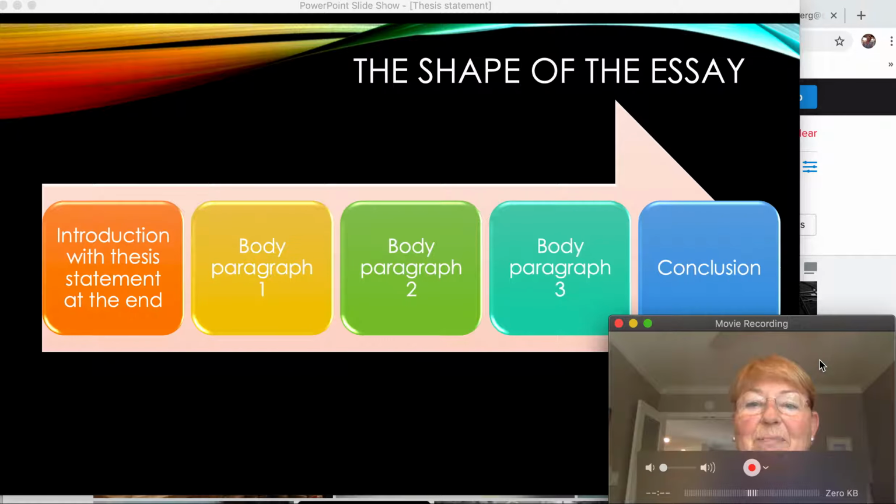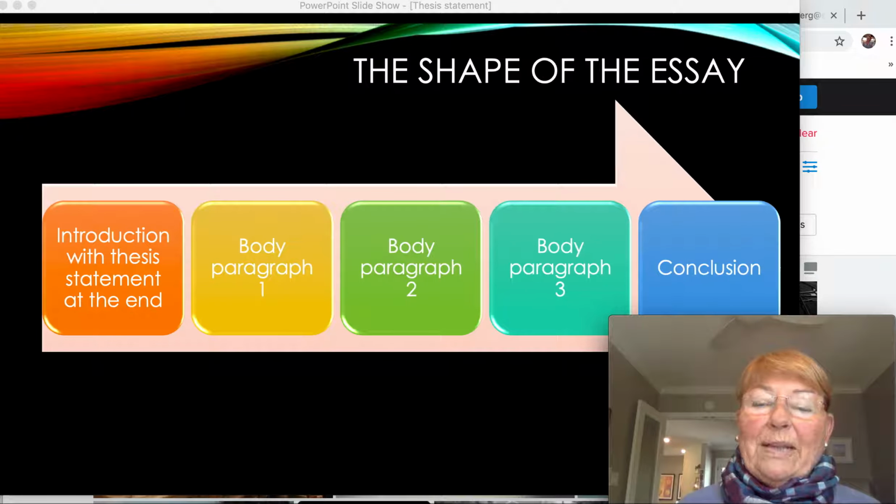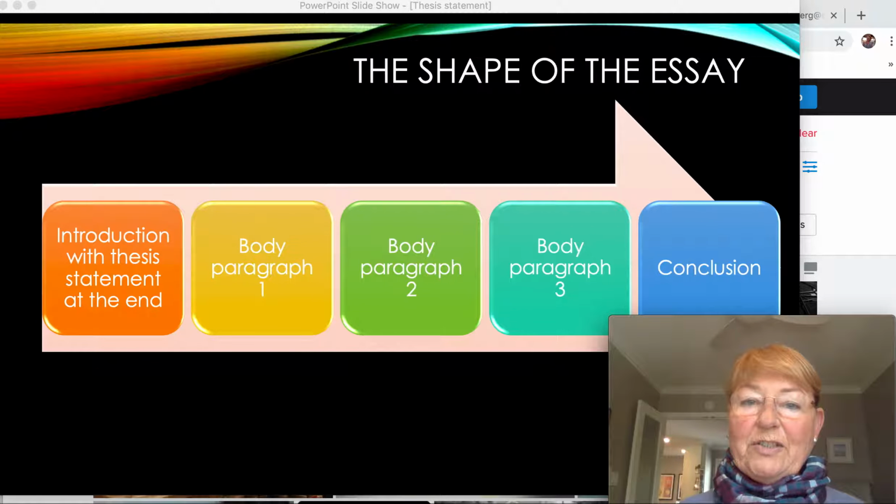The shape of the essay. Well, an essay is, like I said, like an arrow or like a line. It starts at the beginning, and the beginning is the introduction or the introductory paragraph. The introductory paragraph ends with this statement that we call a thesis statement.